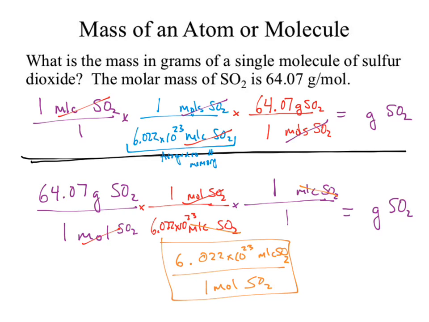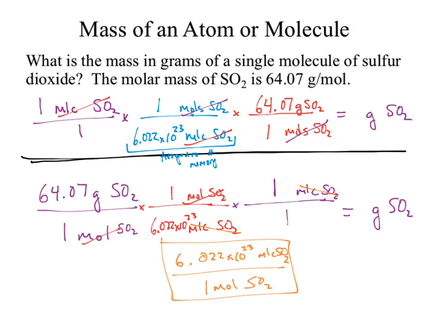Does it match the format of grams of SO2 in any way, shape, or form? Grams of SO2 is a measurement. Molecules per mole is a conversion factor, so it doesn't match the answer. Okay? Does it at least give me grams of SO2? No. Nothing about that conversion factor matches what I want for an answer.